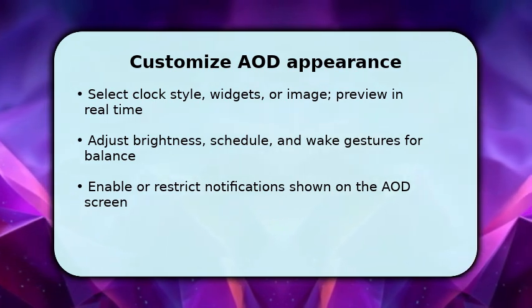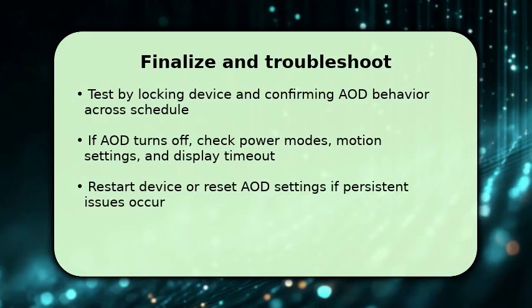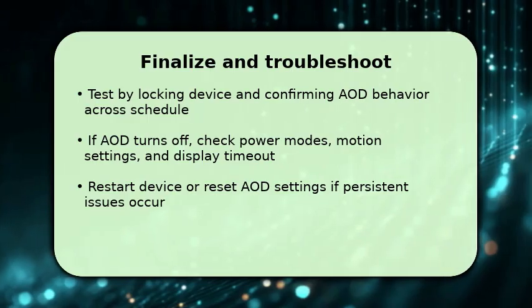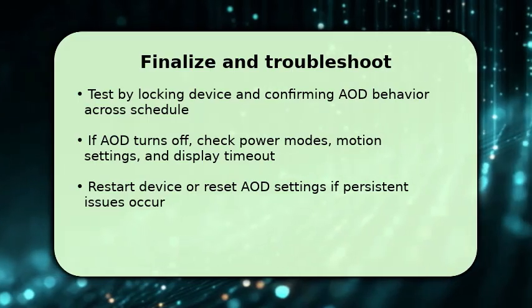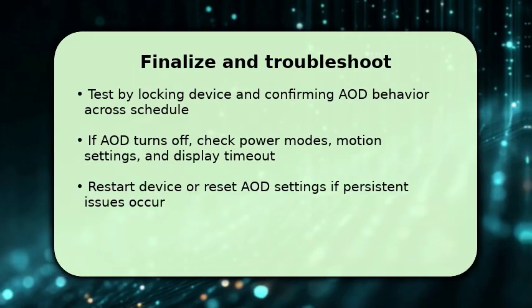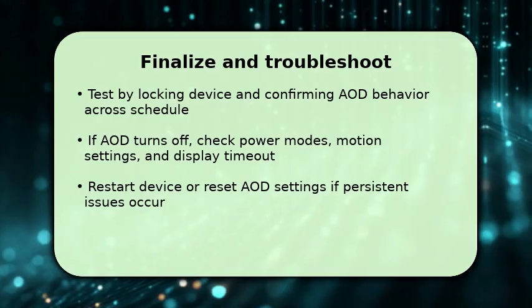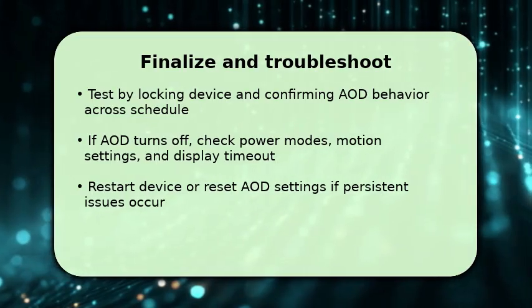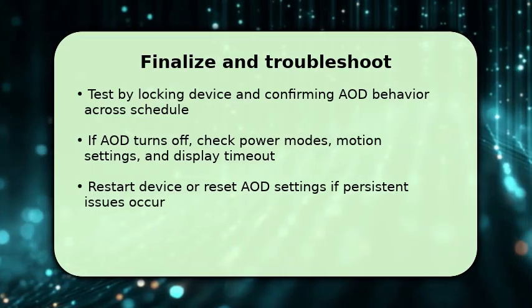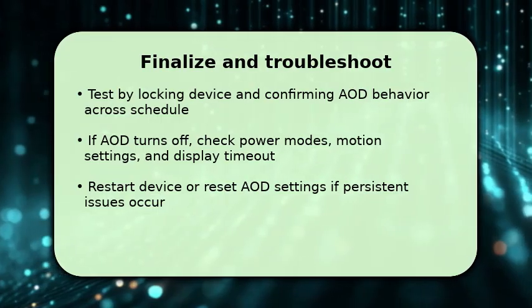Finish by testing. Lock the device and verify the Always On display appears as scheduled and shows chosen items. If it fails, check power modes and motion or ambient display permissions. Some phones disable AOD under Extreme Saver or Adaptive Battery features. Make sure doze and display timeout settings aren't conflicting.